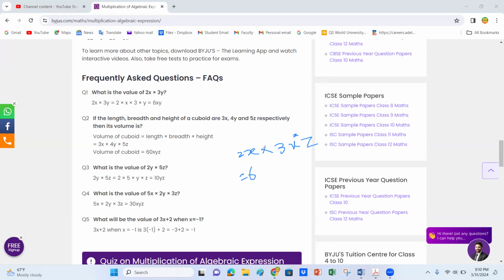If the variables are the same, then their powers will be added up, and its result is x raised to power 3, and this is the last value z. Okay, that is the result. But if the variables are not the same, then they will simply be multiplied. But if the variables are the same, then their powers will be added up like this way.